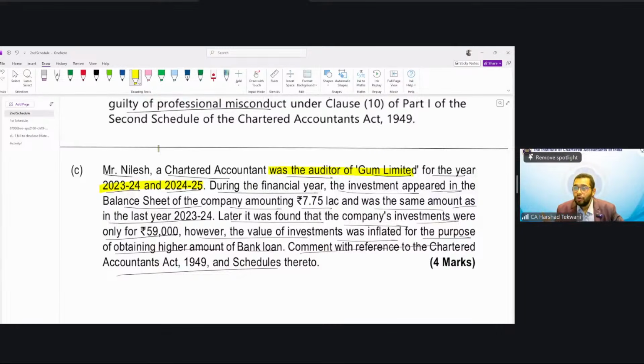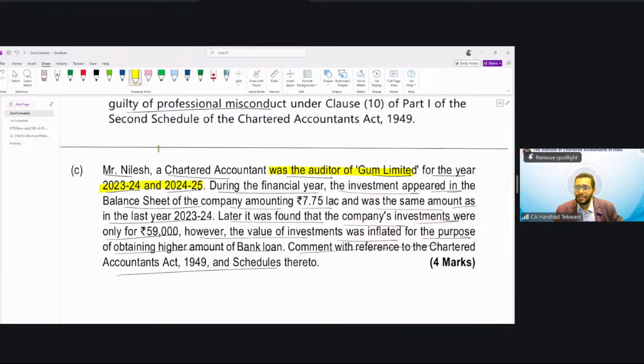And the amount was the same for the last 2 years. That means he has performed the audit not for 1 year, but for 2 years continuously, and he has not verified the balance. So it makes strong evidence that he was grossly negligent. Plus, he has signed the audit report without verifying the details of it.